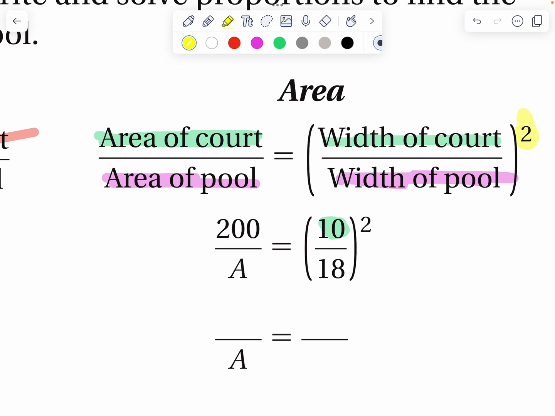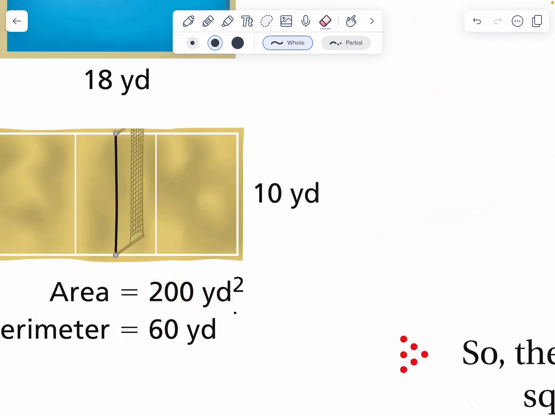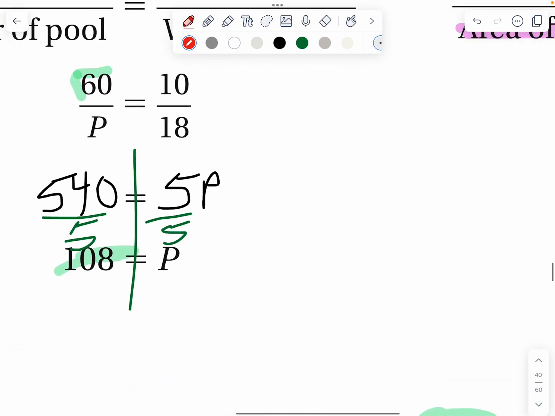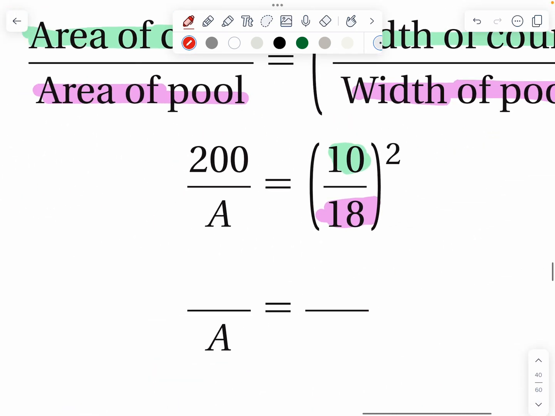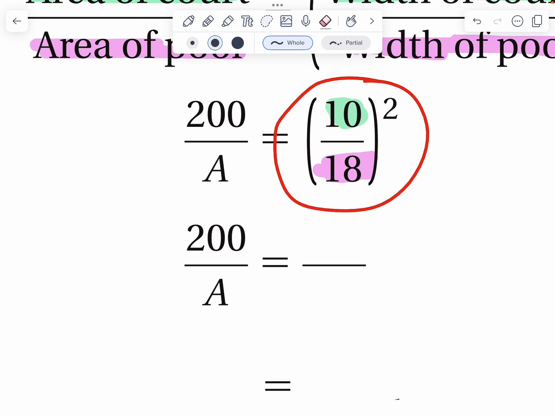All right. So we're going to take the 10. We're going to take the 18. We're going to square them. We're going to take the 200 because we know the area of the court. Remember, let's go back here. They're telling us that the area of the court was 200 right here, okay? So we're going to use that right back here. All right. Now, let's solve this. We got to square the 10 and square the 18, okay? We know that this is 200. It's going to stay 200. 200 over A, we're looking for the area of the pool.